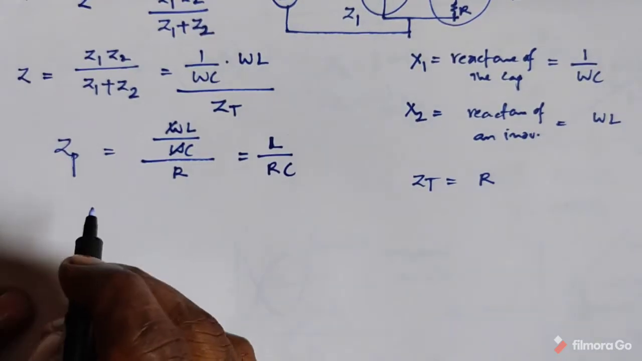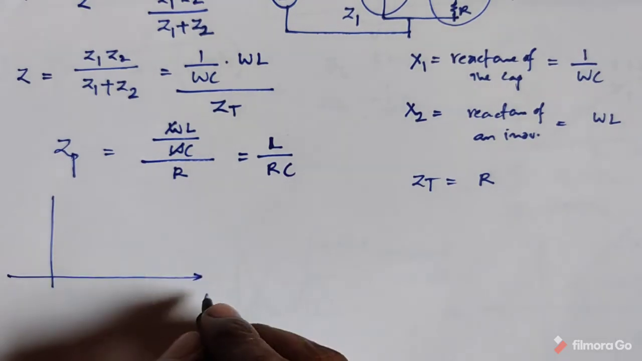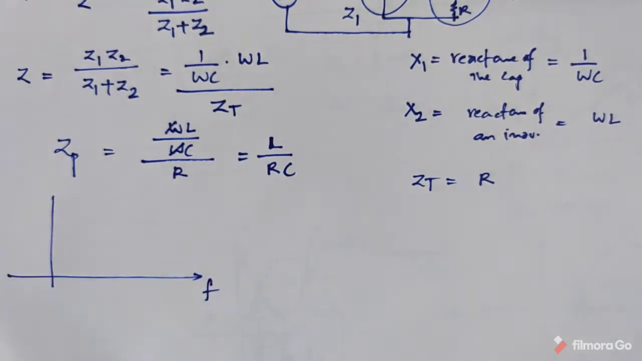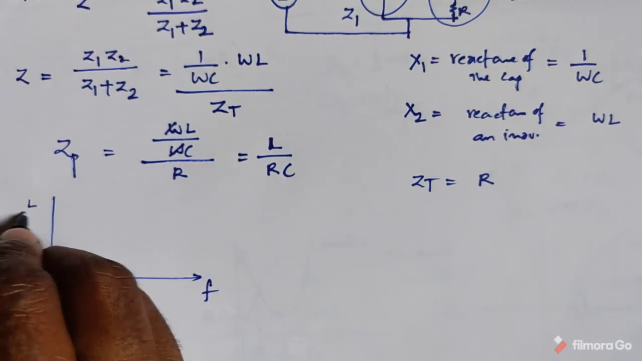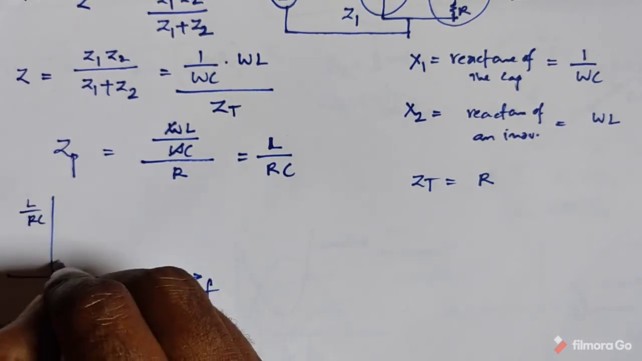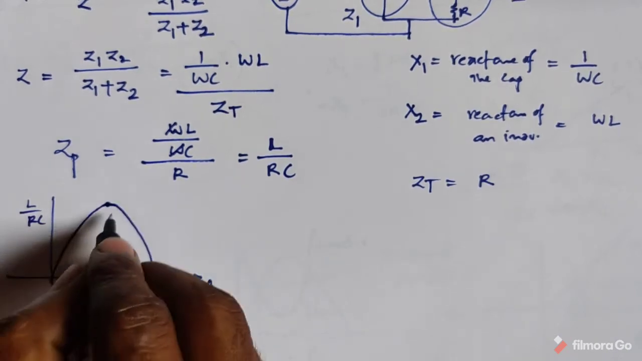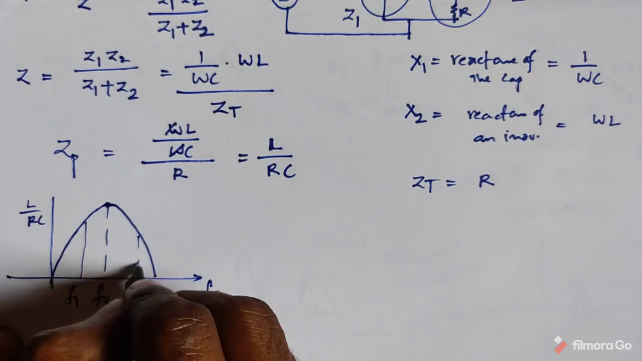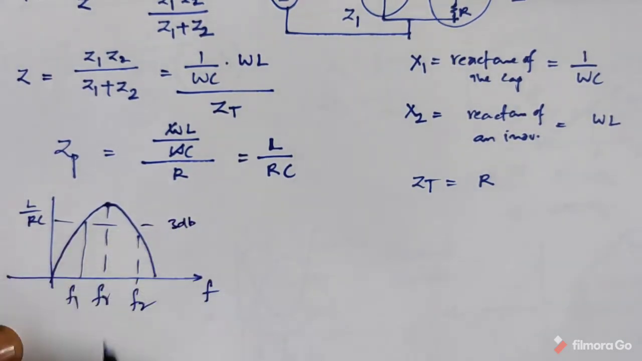In this condition, you can draw the graph for the parallel connection. Take frequency. In this parallel connection, the resistance value is maximum. So L by RC is maximum at a certain range of frequencies, and you will get this. This is the actual resonant frequency. This one is the lower cutoff, and this one is the higher cutoff, based on the 3 dB responses.